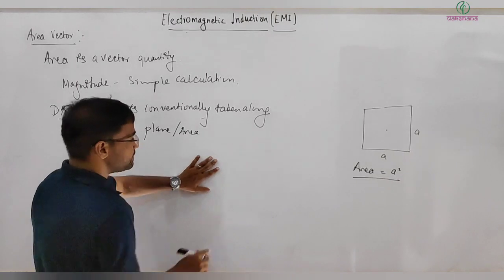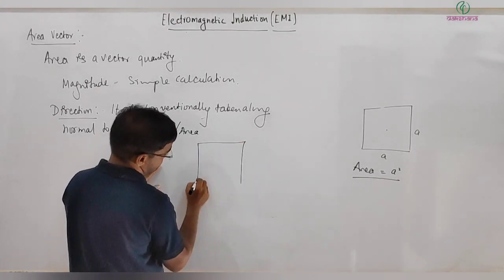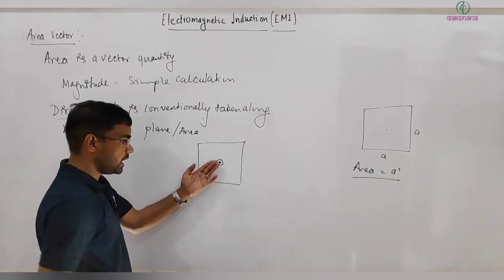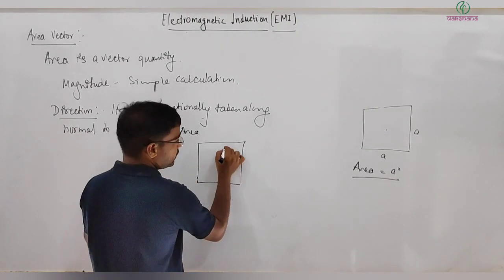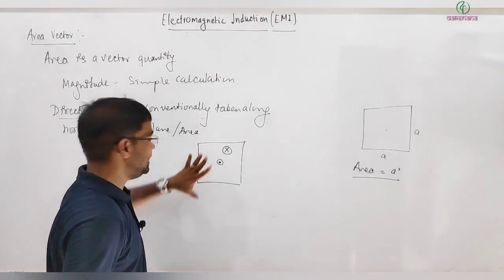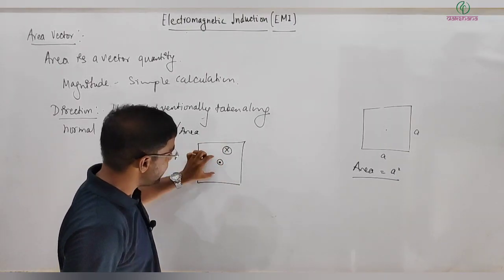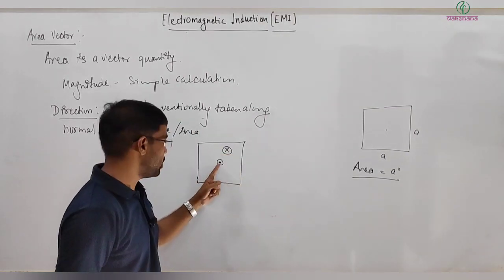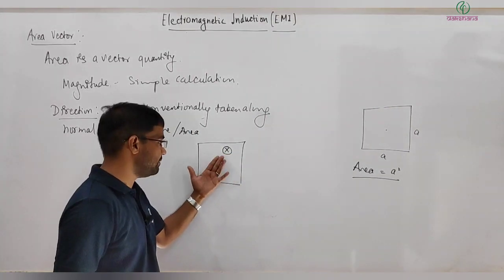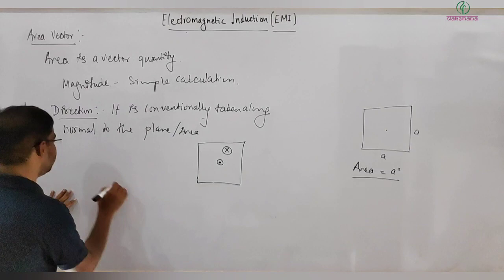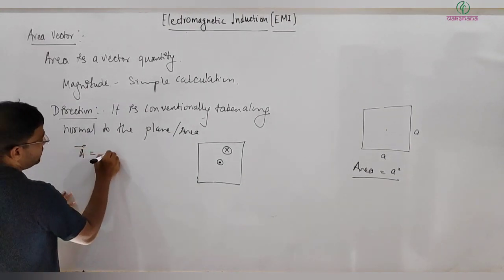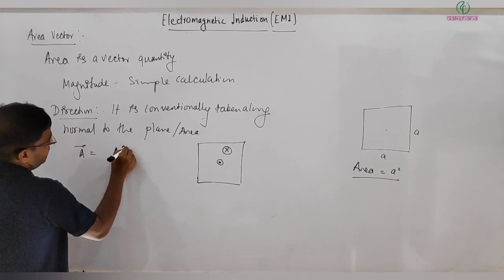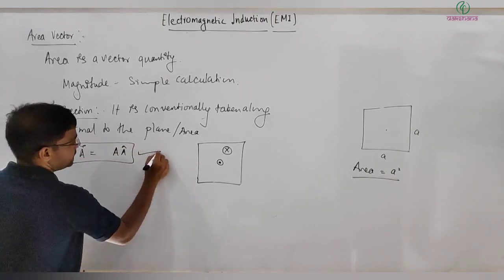So if I take this as my area, then the direction of this area vector will be either pointing outward or pointing inward. This means the direction of this vector will be normal to this plane. The normal is along this, so the direction of this area vector will be outward. So we can write A bar is equal to some magnitude times A cap, just like this.